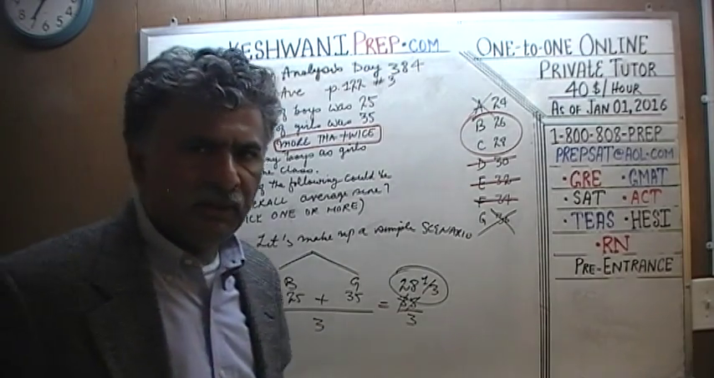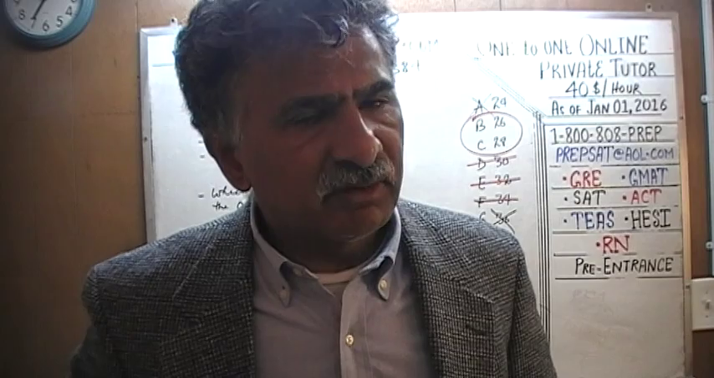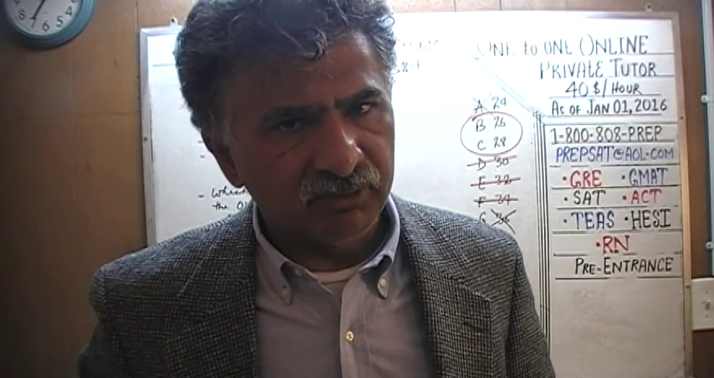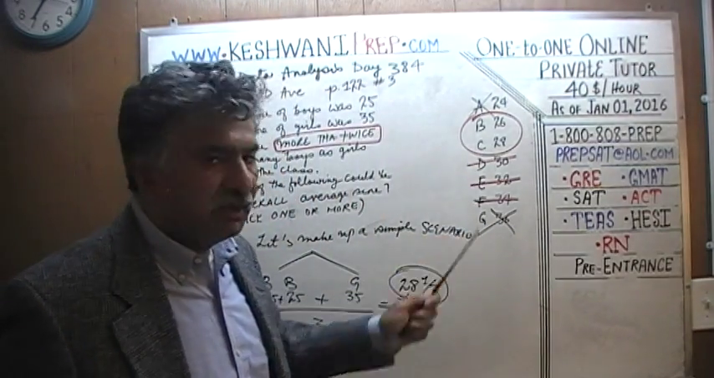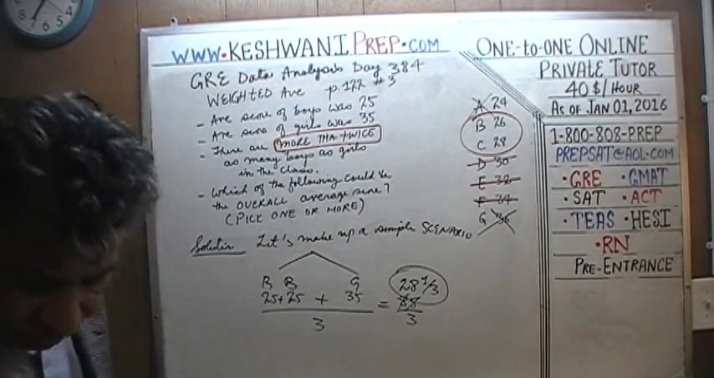We simply have to understand that the average cannot be below 25, it cannot be above 35, and if there were exactly the same number of boys and girls, in that case the average would have been 30. But because we have more than twice as many boys as girls, the average cannot be 30 or anything above 30. At that point, you cross out 30, 32, and 34, and you only end up with 26 and 28. That's it, we're done. Let's continue with this problem.